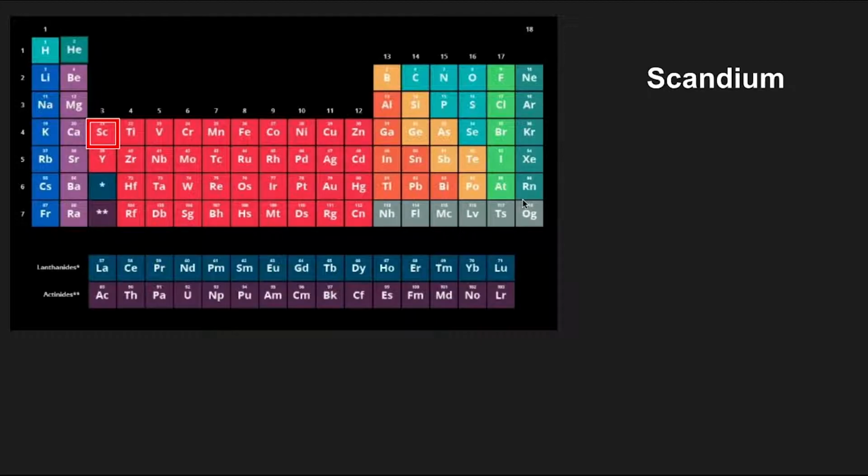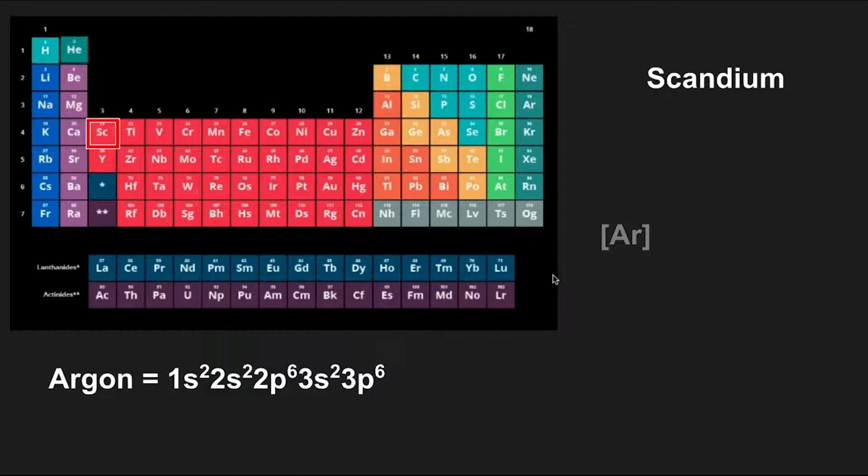And we know from the previous example that the electron configuration for argon is 1s2, 2s2, and so on over here. And we can just use this notation, argon, in these brackets, to represent this whole electron configuration. And then after the argon, we're just going to continue with the rest of the electrons that come after it. So it'd be 4s2 right here.